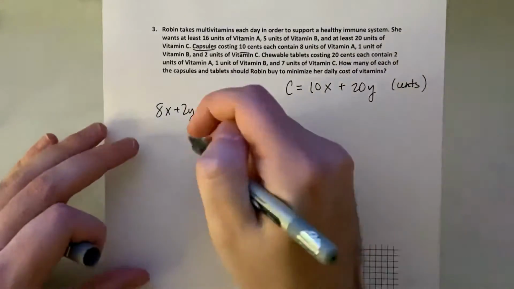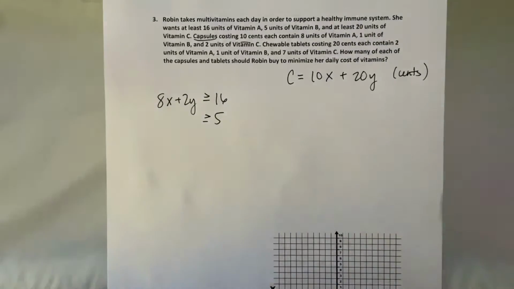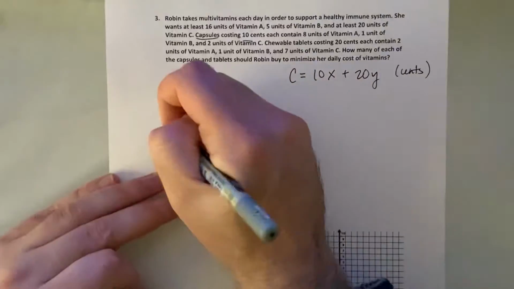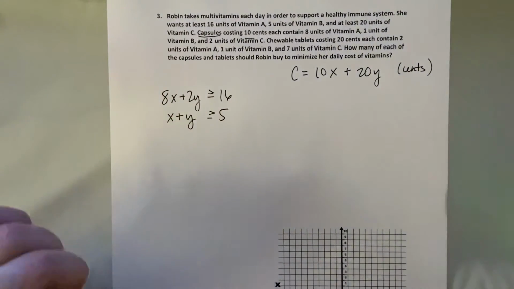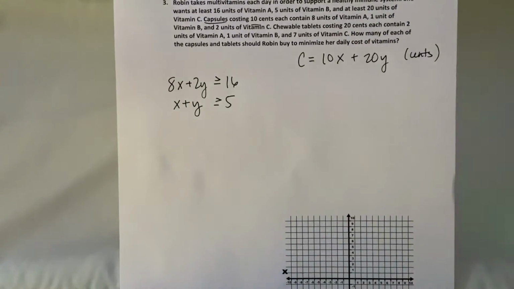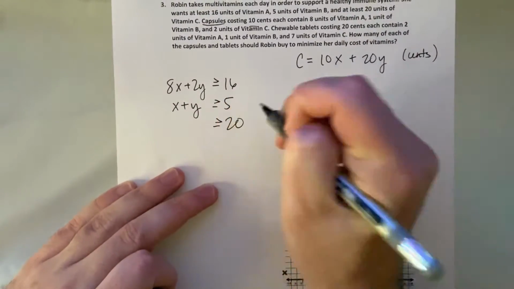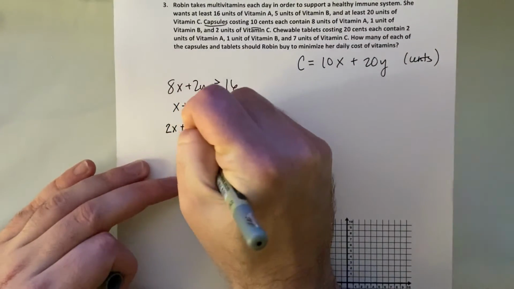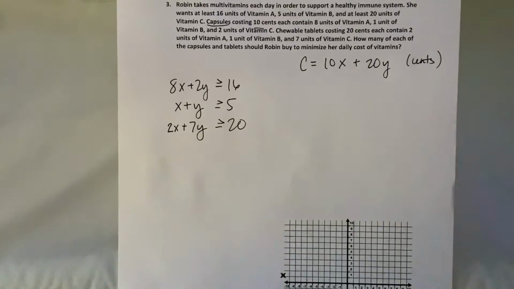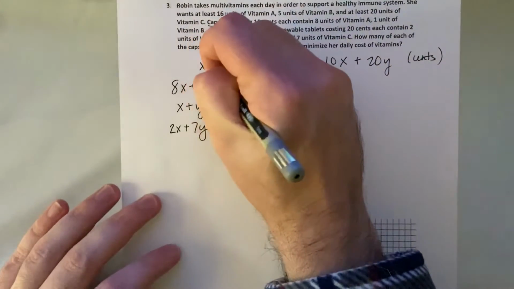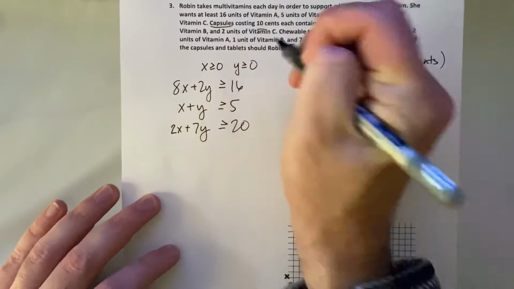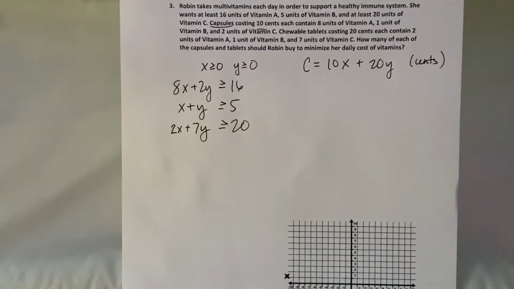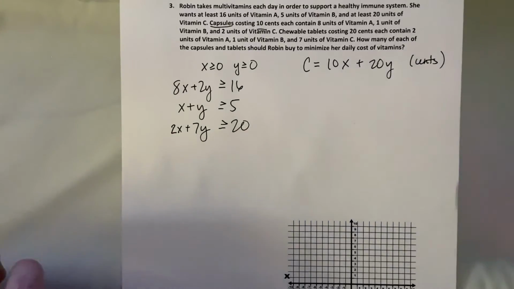She wants at least 5 units of vitamin B. The vitamin B amounts are 1 unit and 1 unit, so x plus y is greater than or equal to 5. And then vitamin C, she wants at least 20 units. You get 2 units from the capsule and 7 units from the chewable, so 2x plus 7y is greater than or equal to 20. So these are our restrictions. Obviously x and y can't be negative, since you can't buy a negative amount of these. And this is our objective function. So let's solve all of these equations.